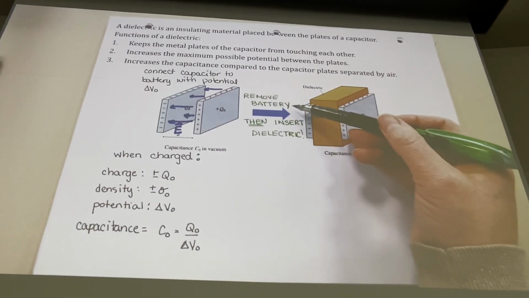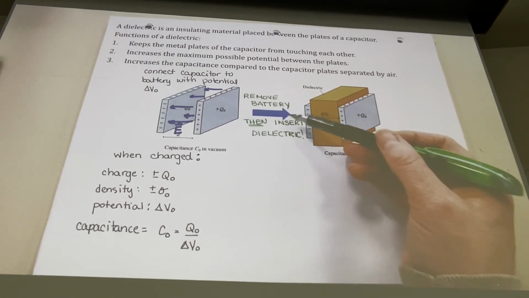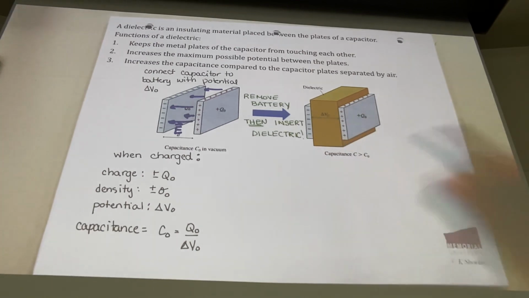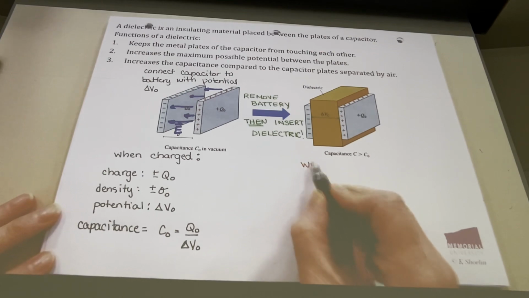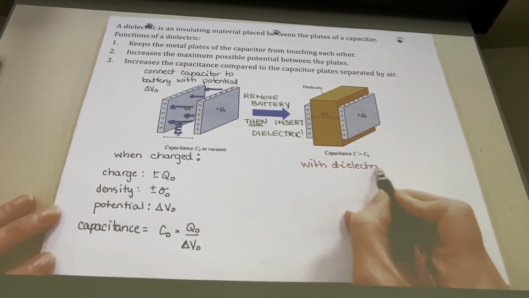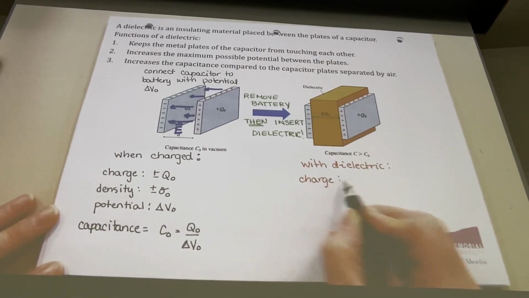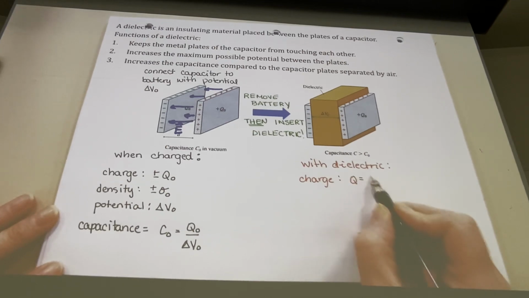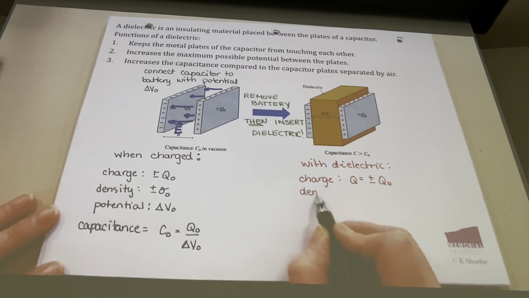Because we've removed the battery, no more charge can flow. This is not connected to a circuit anymore. So the battery is gone, and the charge has to stay the same because it can't go anywhere. So with the dielectric, the charge stays exactly the same because it can't flow. So no change there. Charge density also doesn't change.